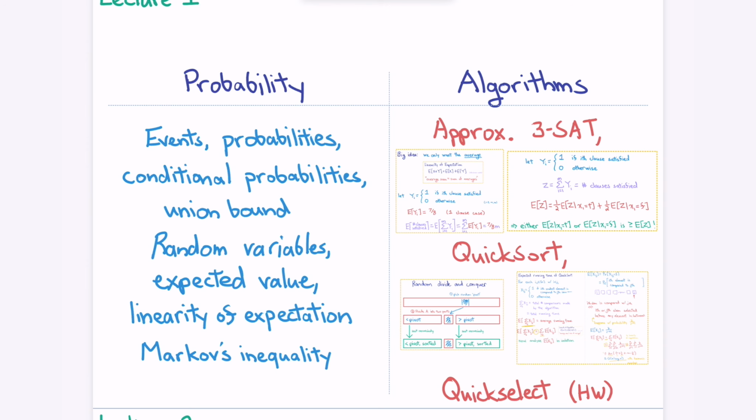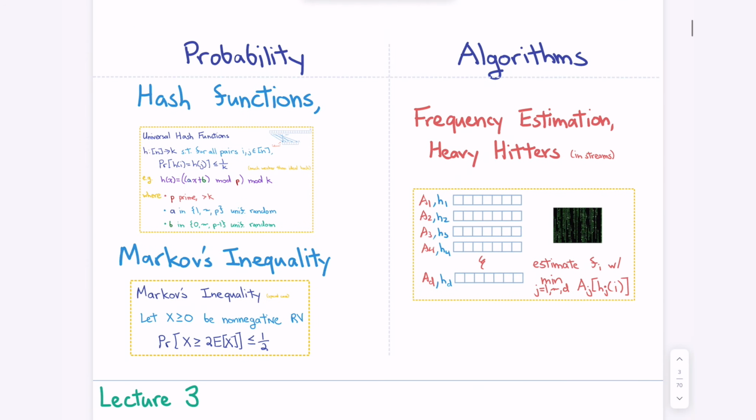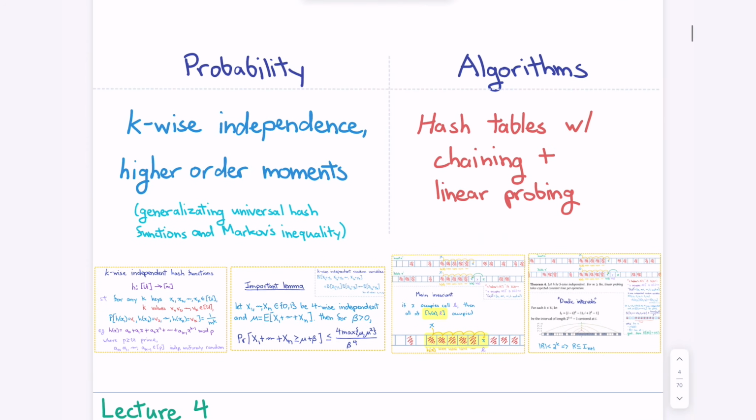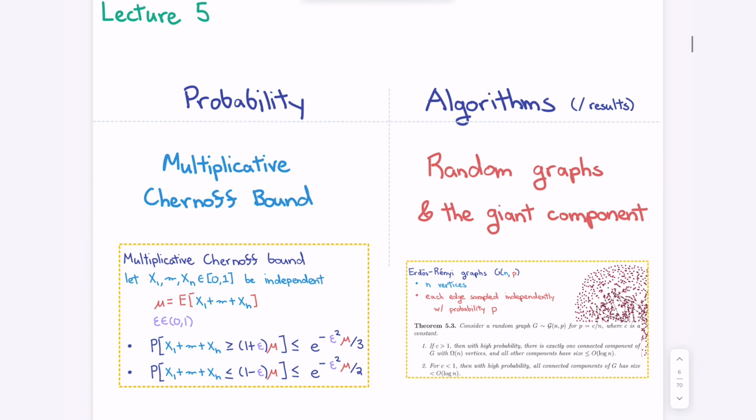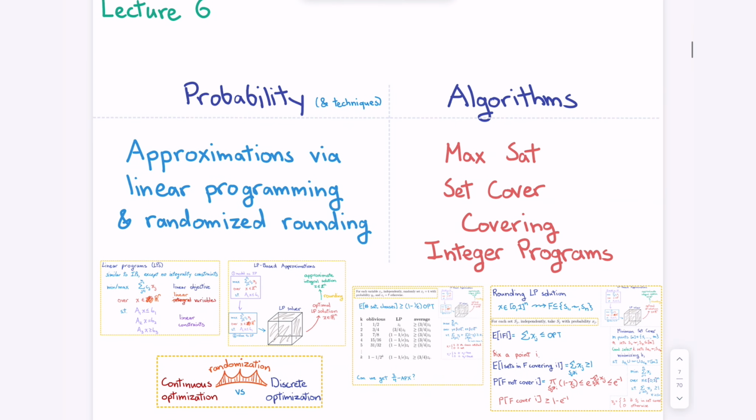What have we done so far? We did some linear expectation the first time. Then we did hashing heavy hitters. Then we did linear probing. Then we did randomized contraction for minimum cut. Our first one was graphs. We did another one with graphs when we studied the giant component. And then last time we did randomized rounding. So we did MaxSAT and set cover in class. Didn't have time for covering integer programs, but that's okay.